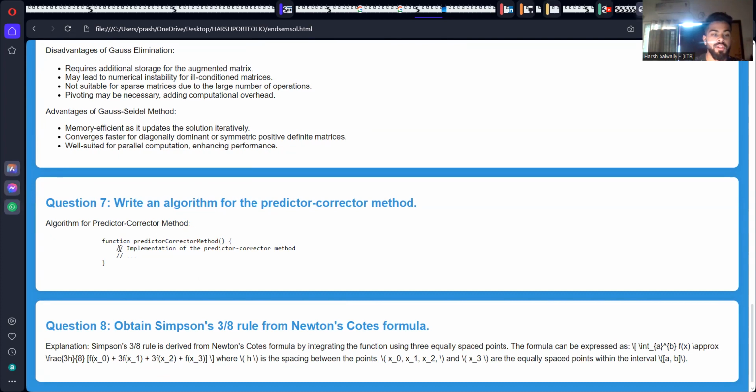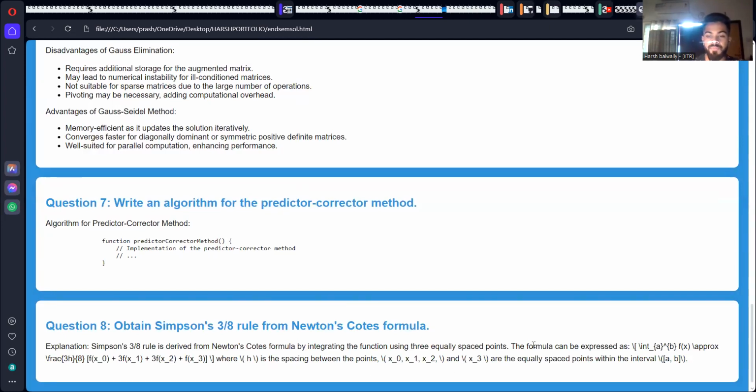Question 7 is: write an algorithm for the predictor-corrector method. The algorithm for the predictor-corrector method is function predictorCorrectorMethod, and then we apply the method. This is the syntax. Then obtain Simpson's 3/8 rule from Newton-Cotes formula. Simpson's 3/8 rule is derived from Newton-Cotes formula by integrating the function over four equally spaced points.